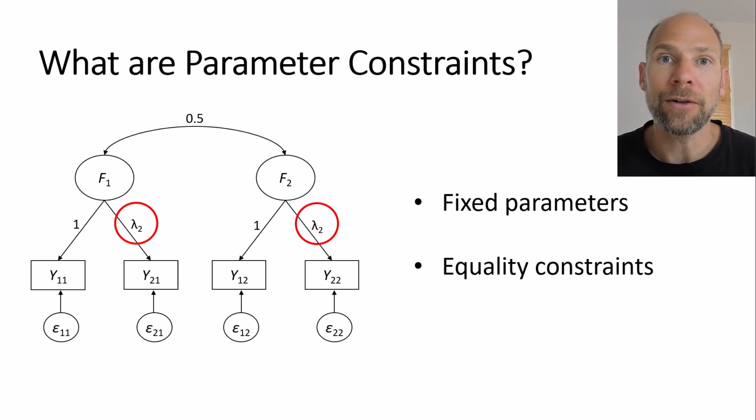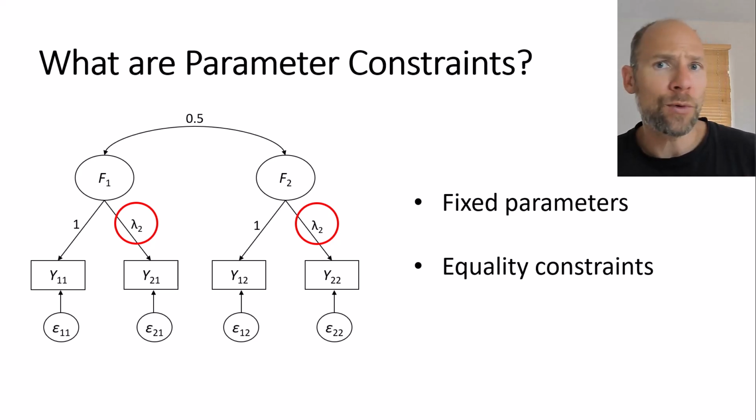So equality constraints are less specific, so to say, and therefore used more frequently because it doesn't require us to know exactly what lambda 2 should be for both these variables, but rather we're only assuming that they have the same loading. When would you assume something like that?